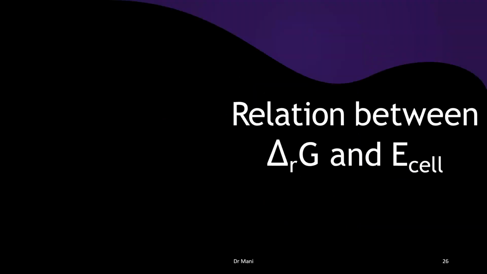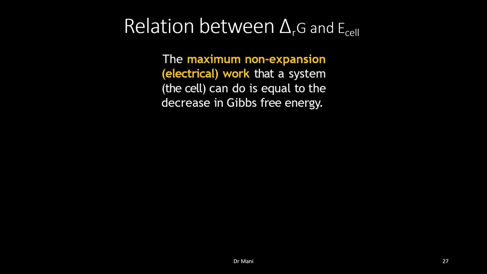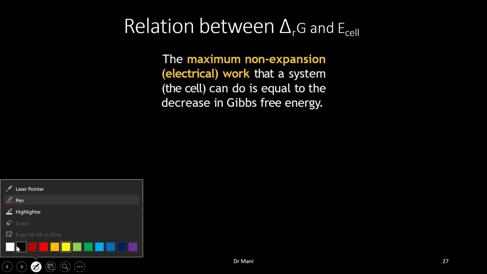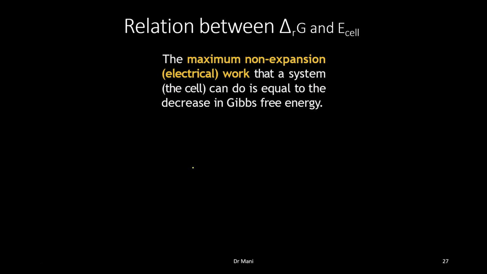So let's see the relation between delta G and E cell. The maximum non-expansion electric work that a cell can do is equal to the decrease in Gibbs free energy. Let me give an equation: W_e,max equals delta G. Here it says maximum non-expansion electric work. What does that mean?